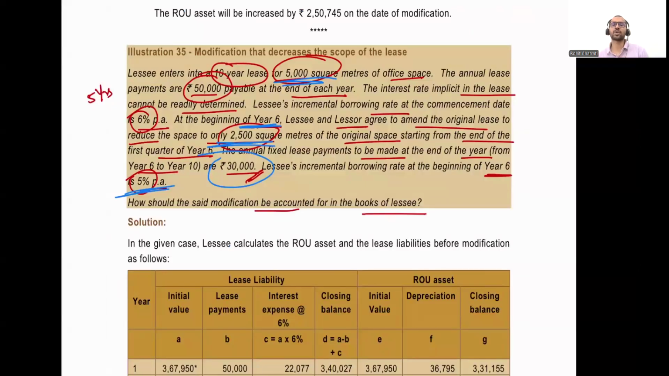All right, so with that, we are done with illustration number 35. This is how we are actually going to account for the modification where there's a decrease in the scope of lease. All right, thank you.